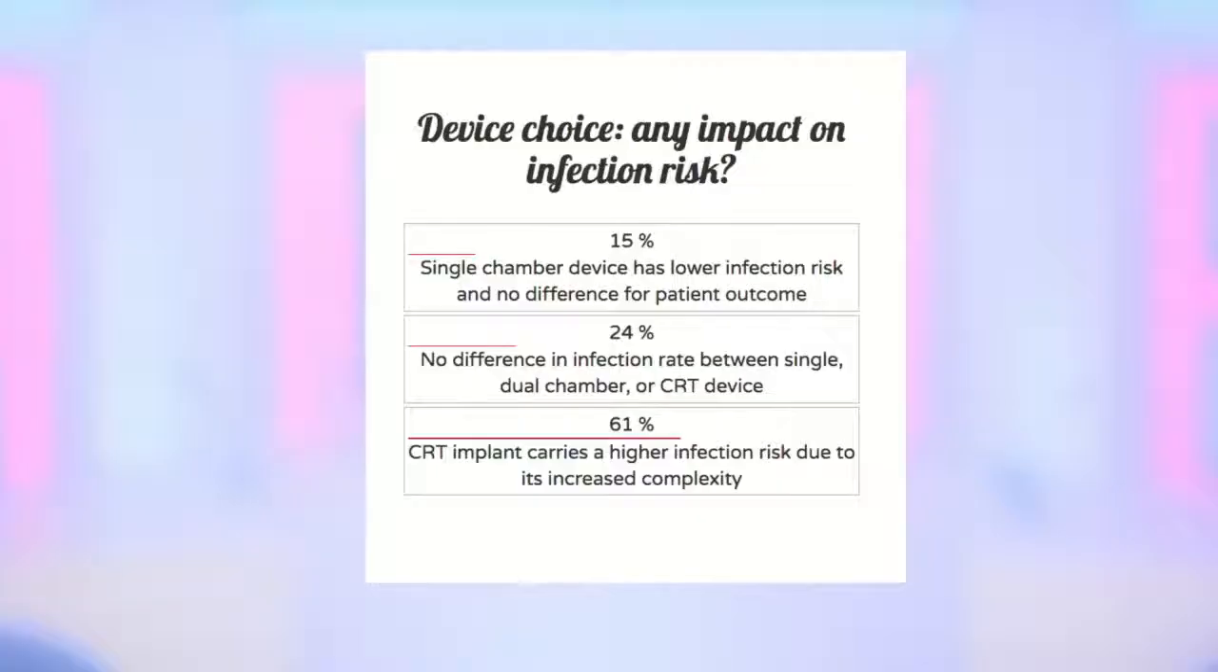60% of the persons who voted think that CRT implant carries a higher risk of infection due to its increased complexity, which is completely in line with what you were telling. But, I would say, because 24% are thinking that there is no difference in infection rates between single, dual, or CRT devices. So maybe you will discuss it during your presentation.